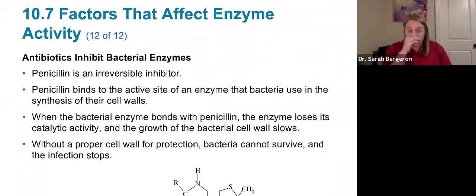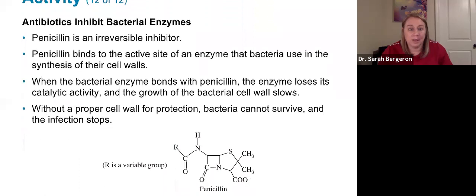Okay. So one example of this is antibiotics. This is how antibiotics work. Antibiotics are inhibitors for bacterial enzymes. So penicillin, our most common one, is an irreversible inhibitor. It binds to the active site of the enzymes that bacteria use to synthesize their cell walls. So it doesn't actually kill bacteria. It prevents the bacteria from growing a cell wall, so they can't make more bacteria. And then your immune system takes care of the ones that are alive.